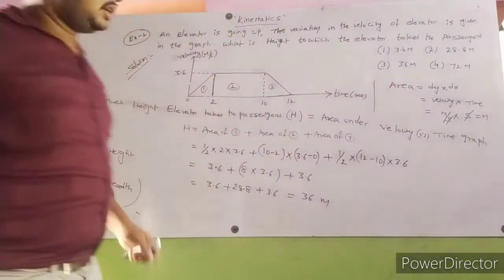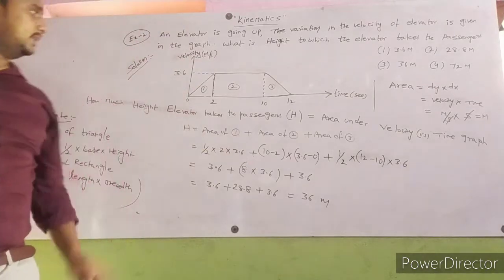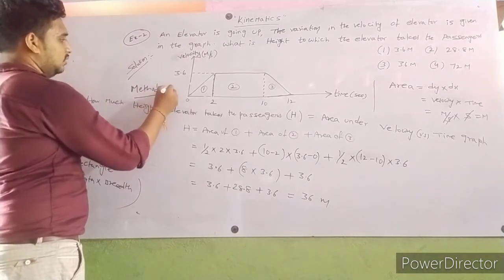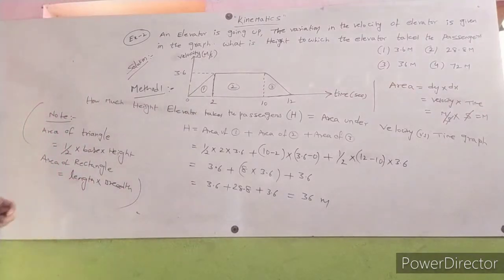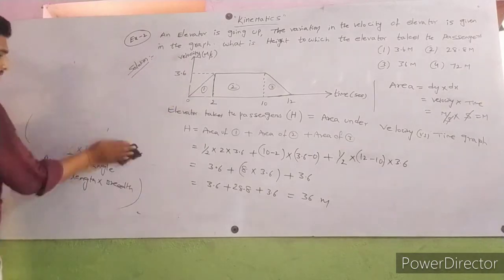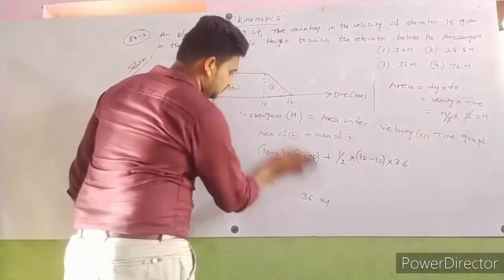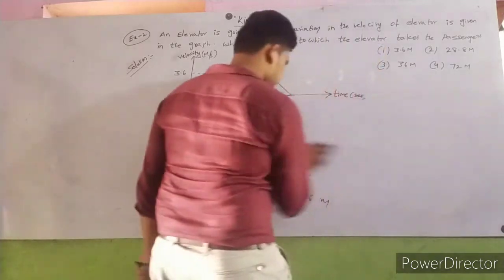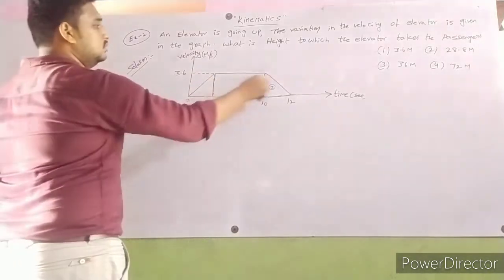The total height the elevator takes the passengers is 36 meters. This is method 1. In method 1 we applied area of part 1, area of part 2, area of part 3. Now method 2. How do we simply calculate this problem? Method 2. Here we write off this 1, 2, 3.